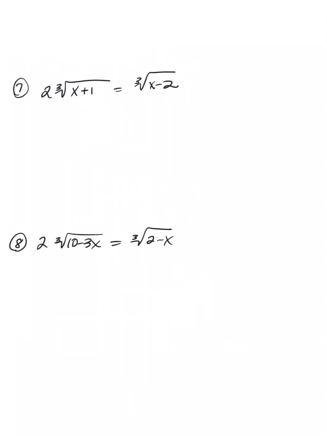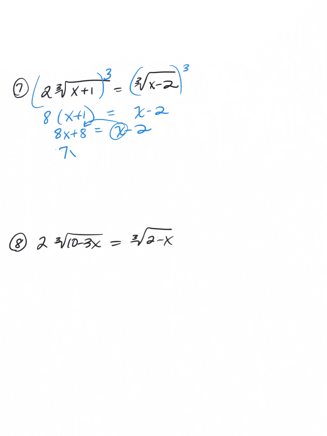All right, like this one, these are already isolated for me, so I just need to do the cubing. So when I do that, I'll have 8 times x plus 1 equals x minus 2. So let's distribute that 8. And then we'll combine like terms. So my x will come over here. So it'll be a 7x plus 8 equals negative 2. Move my 8 over, so it'll be 7x equals negative 10. Divide by 7, so x is just negative 10 sevenths, and we're good.